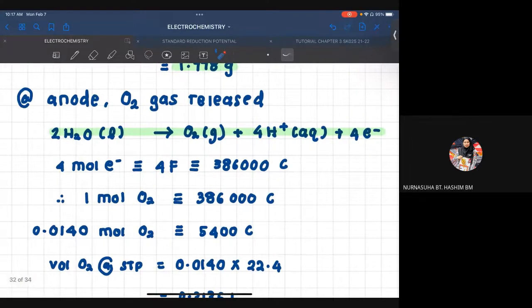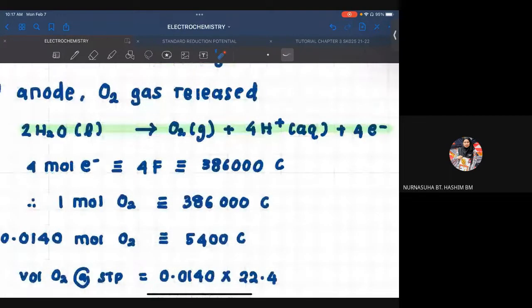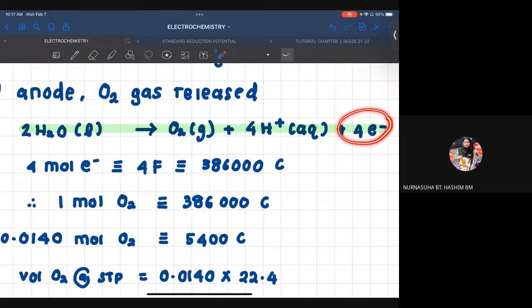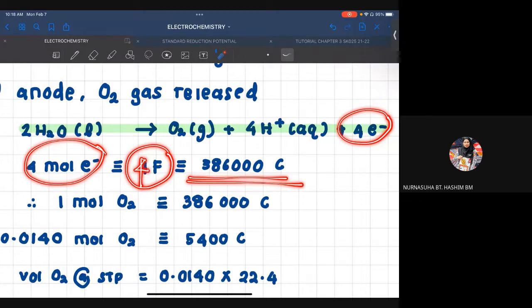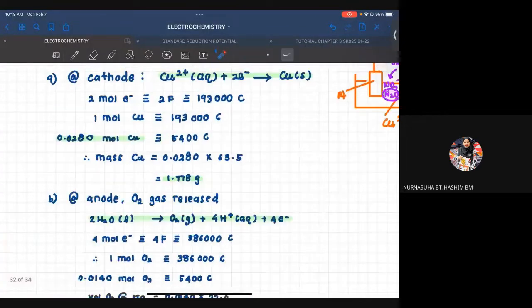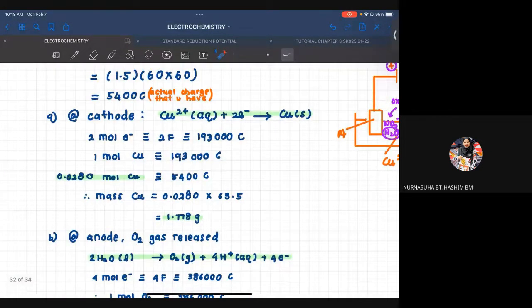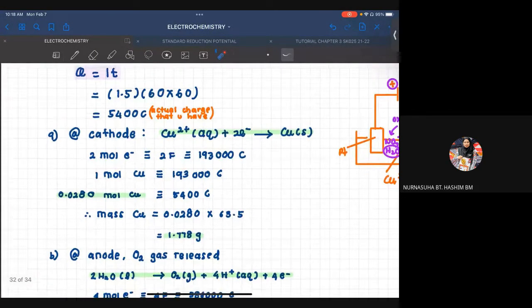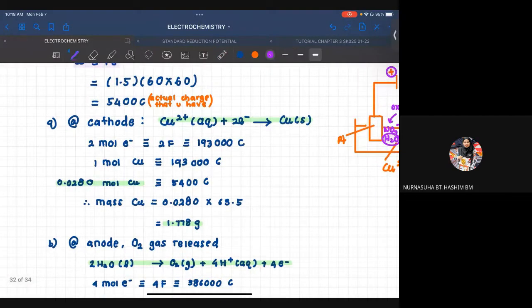Okay, so next proceed. From the balanced equation, we have 4 mole of electron. 4 mole of electron corresponds to 4 Faraday. So 4 darab 96500 tadi. So you should get 386,000 coulomb. Okay. So take note dekat situ.